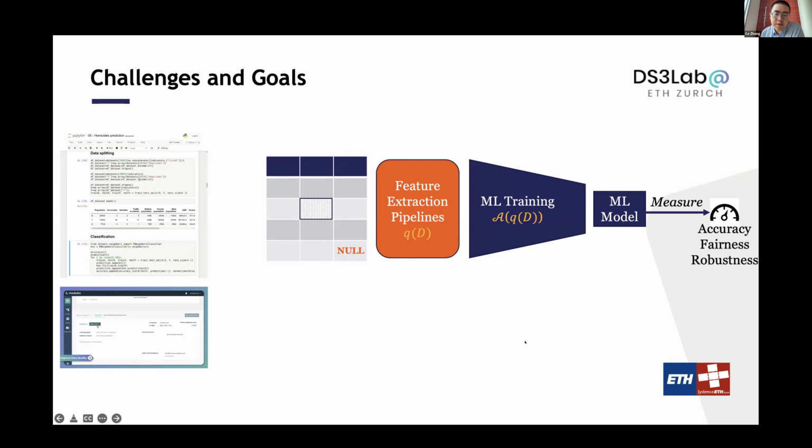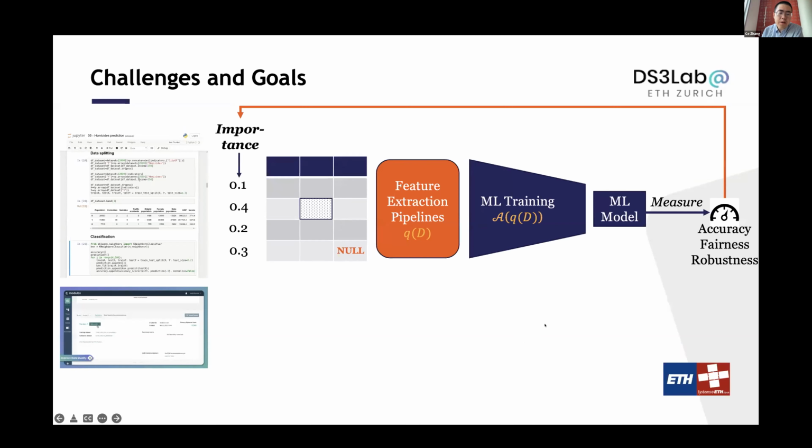The thing that we want to understand is whether we can compute several notions of importance for this data example, to really understand how important each of these is to improving your final machine learning model quality. And also, for each operator within this feature extraction pipeline, can we assign some notion of importance, to really understand whether they're hurting me or whether they're helping me?